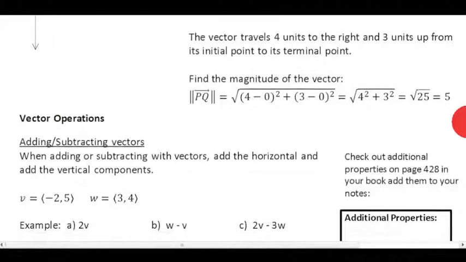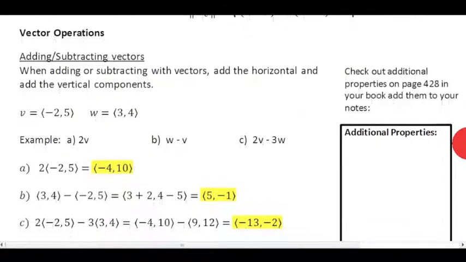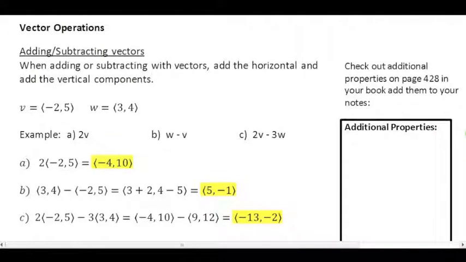Okay, moving on to a little bit more vector operations. Let's talk about adding and subtracting with vectors and a little bit of scalar multiplication. Scalar multiplication can translate into basically just the distributive property. So I've got 2 vectors, v, which is negative 2, 5, and w, which is 3, 4.